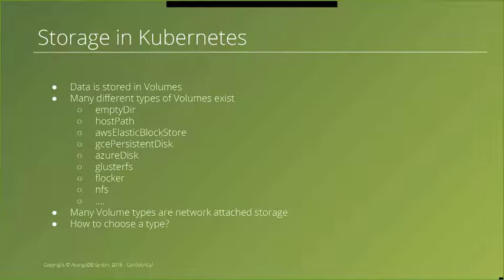Many of these volume types are network attached storage. That means they are somehow available on each node, and you can just ask for them. It doesn't matter where the container is started. You can just mount it into the container. Everything is over the network, and that's fine. Isn't that great?